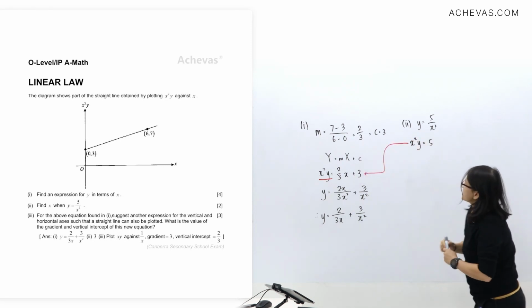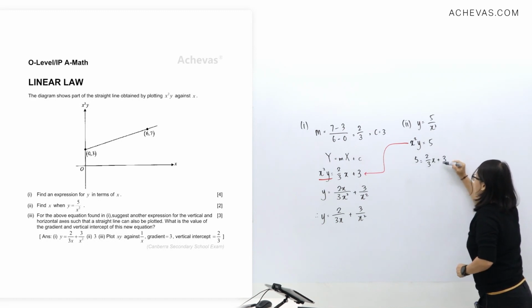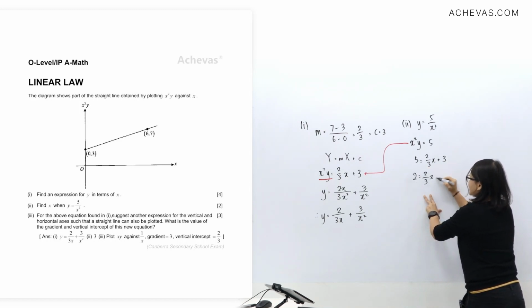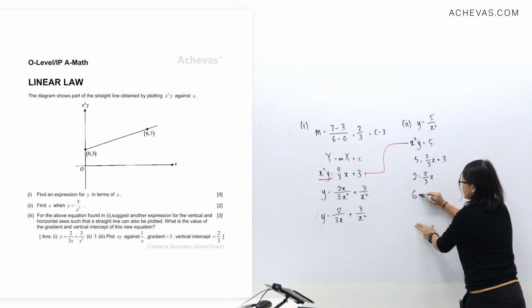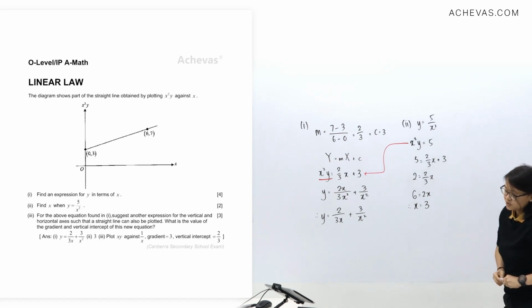So what I will get here is that 5 equals 2 over 3x plus 3. Minusing 3, I'll have 2 equals 2 over 3x. Multiply 3 on both sides, 6 equals 2x. So therefore, x is equal to 3. Alright, so this is part 2.